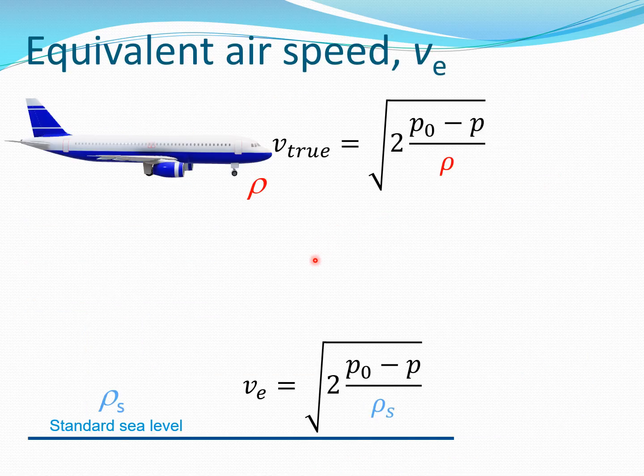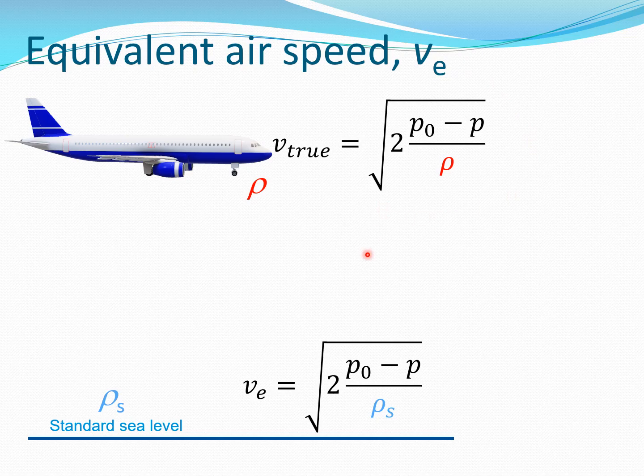So whenever the aircraft is flying, it's going to essentially measure the true airspeed at that location. Now to show this schematically to you, I have shown an airplane which is flying here, and this airplane is flying in some region where the density of air is going to be rho. So the true speed is going to be root 2 (P0 minus P) by rho. So whatever our Pitot static tube or probe gives us, it's going to be the true airspeed. That's what is going to be measured.